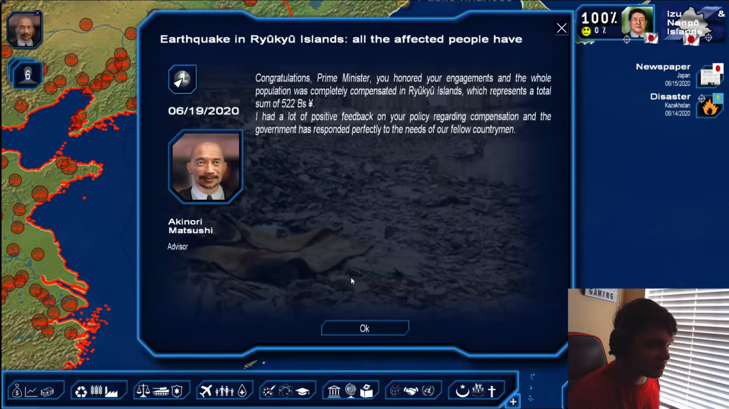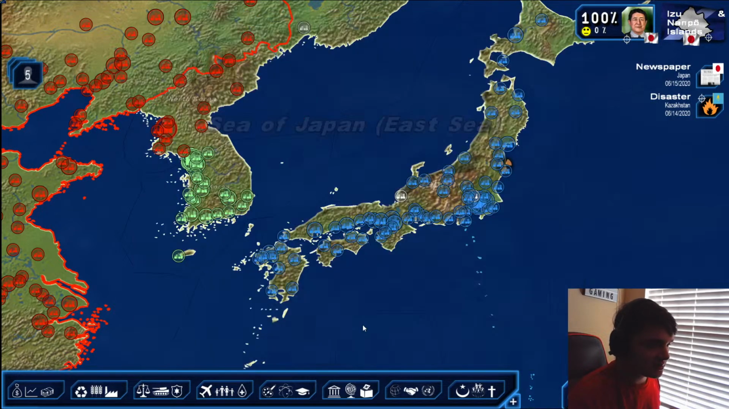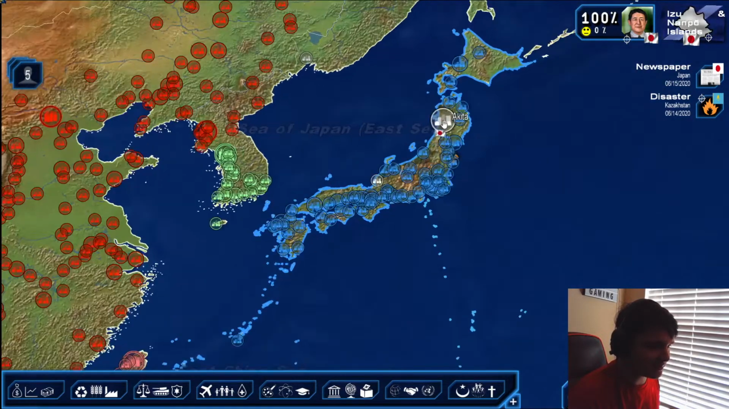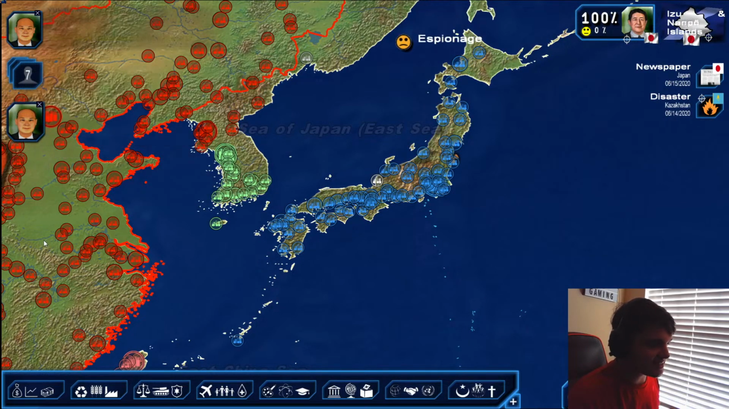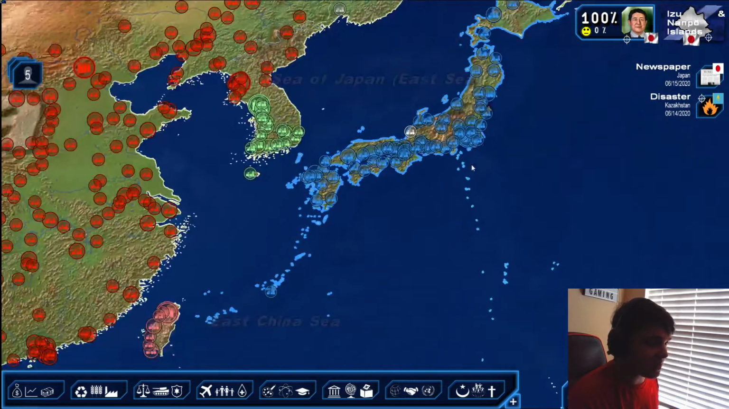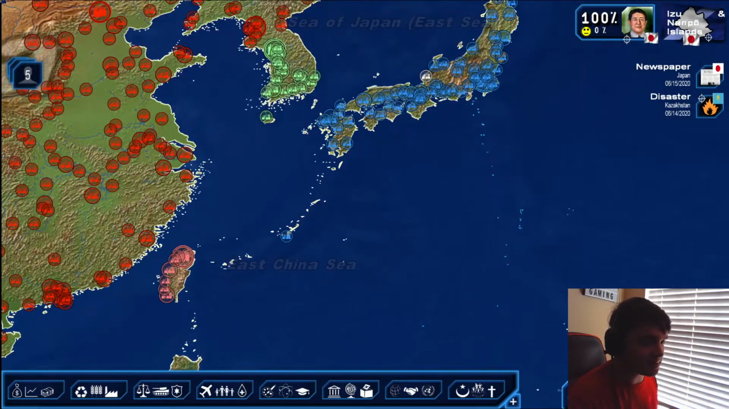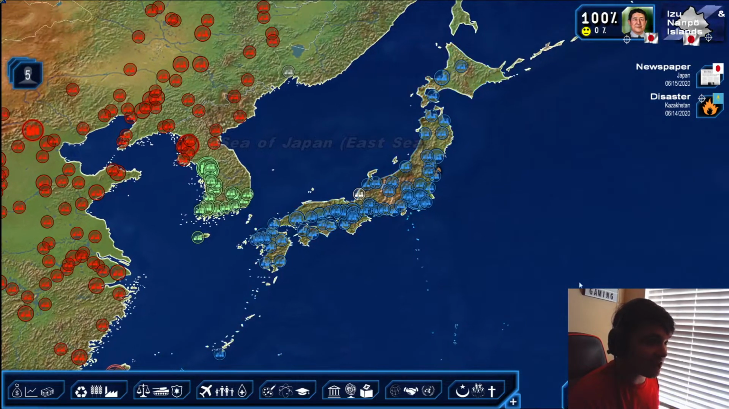So 522 billion yen has been compensated. So that's about 700 billion yen. So we nearly gave about, so that was about a $10 billion cost for that disaster. That was a very long disaster. I like how intuitive earthquakes are in this game, because, I mean, that was 54 days. I actually forgot that earthquake happened. I thought we were over it.